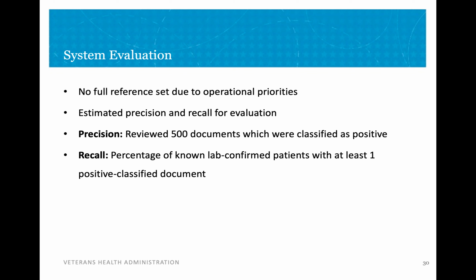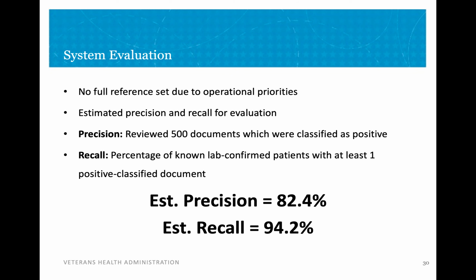For evaluation of our system, this was a little tricky because we hadn't developed a full reference set, because the clinical review was done for operational priorities, not for system evaluation. So we did some estimation of precision and recall. For precision, we reviewed 500 documents which had been classified as positive and calculated the true positive rate there. For recall, we looked at all known lab-confirmed patients who had at least one positive classified document and considered that to be a true positive. This yielded an estimated precision of 82.4 and an estimated recall of 94.2.